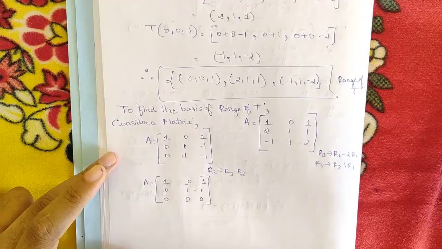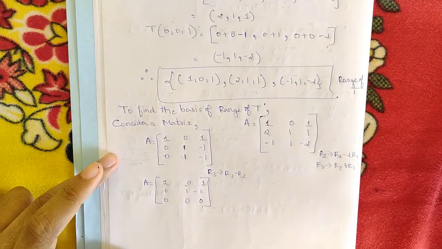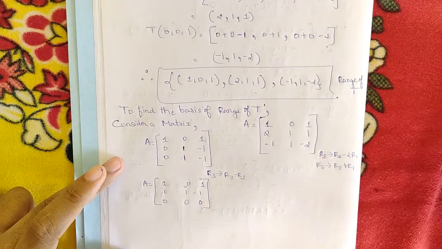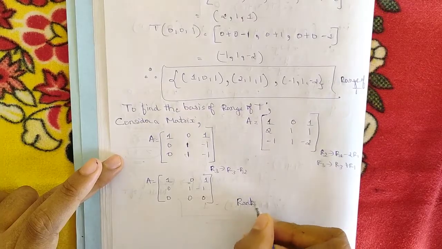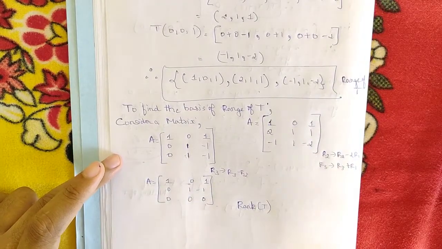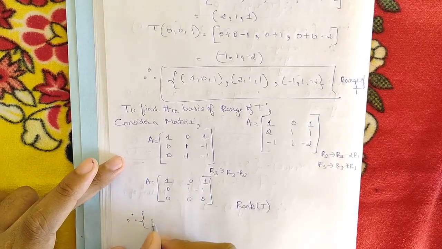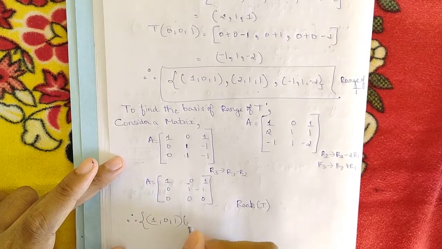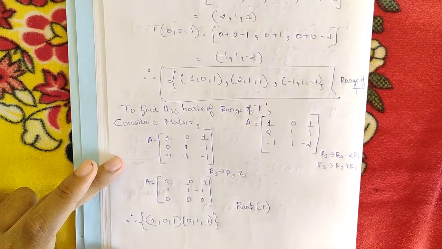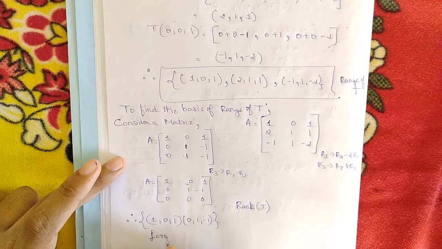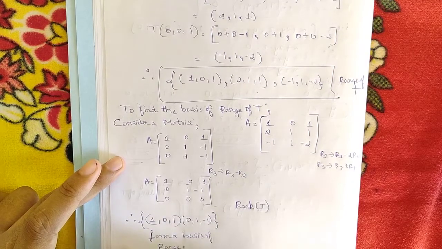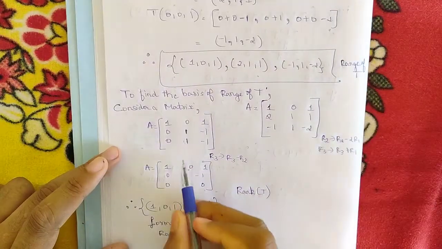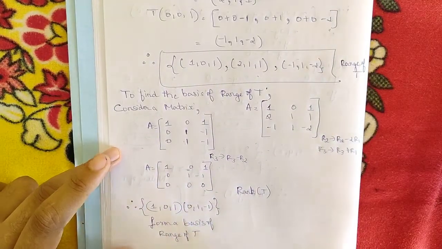So from this what we get? Rank of T. Okay, now consider T because we get 1, 0, 1. Consider the non-zero rows 1, 0, 1 and 0, 1, minus 1. These two non-zero rows form a basis of range of T.